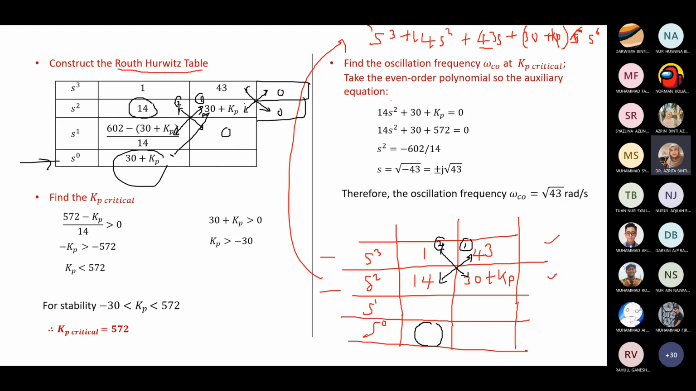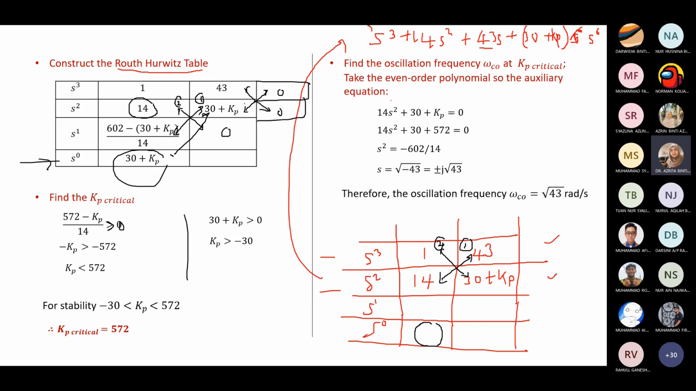So the first equation is 602 minus 30, so we get 572 minus Kp over 40 greater than 0. The second equation, 30 plus Kp equal to 0. So from here, we have minus Kp greater than minus 572.